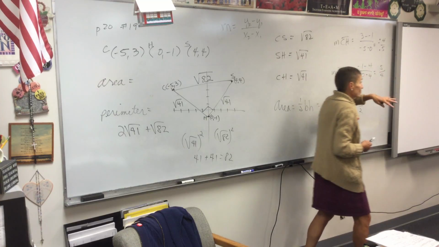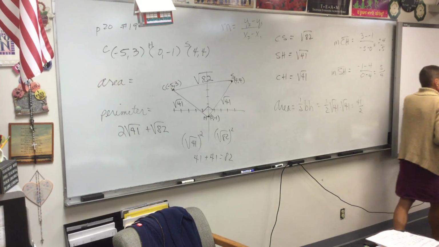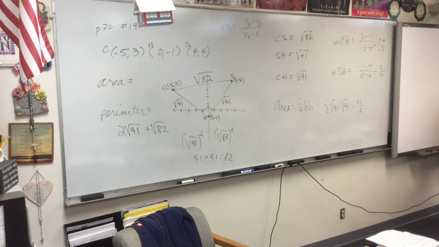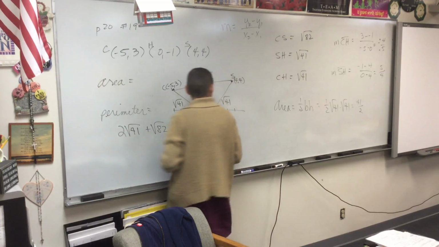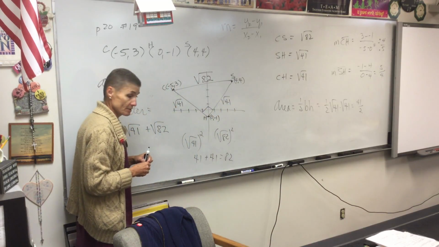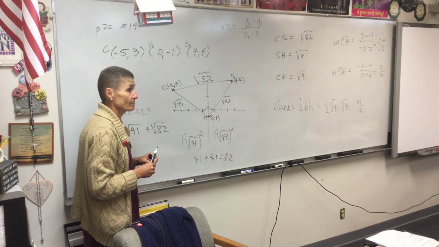And why did it matter to me that I had perpendicular? Because I needed a base and a height, right? If you're going to find the area of a triangle, you need a base and a height. All right, any questions about that? I'm going to have to erase it here to get the next thing going.